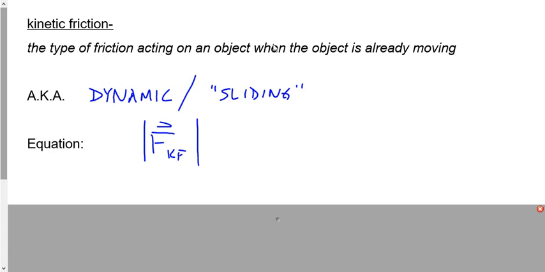The absolute value of kinetic friction is equal to a constant that we call mu. It's a Greek letter. We remember that it's called mu because it kind of looks like an M and it kind of looks like a U, like a combination of an M and a U. So we call it mu. It's a Greek letter that means the coefficient of friction, the coefficient of kinetic friction.